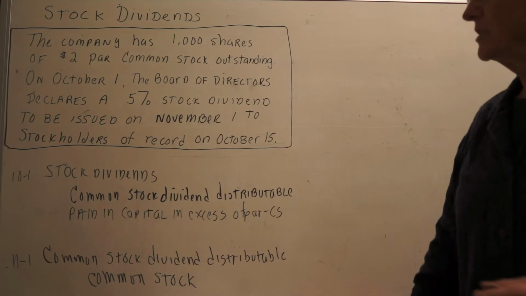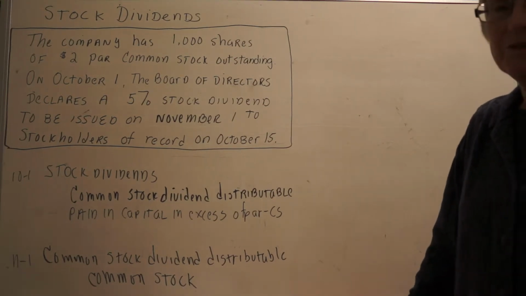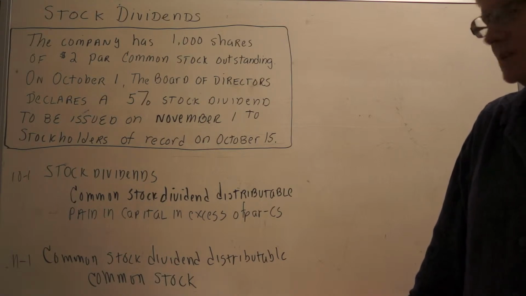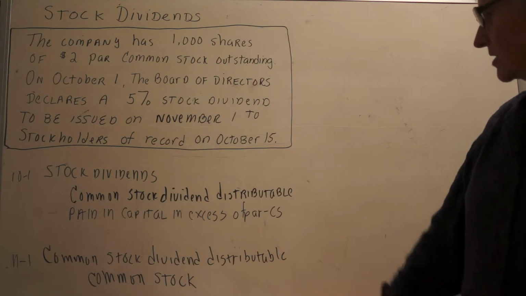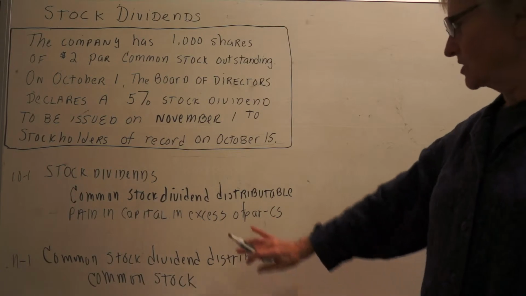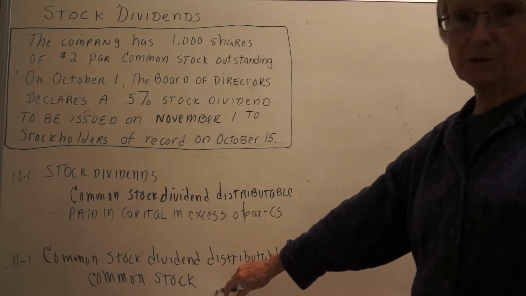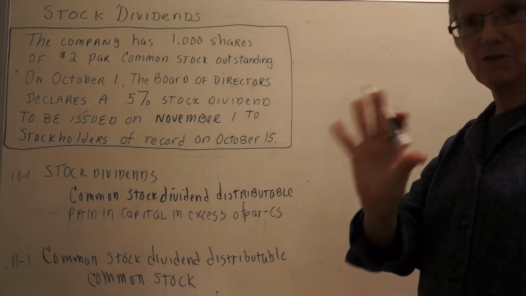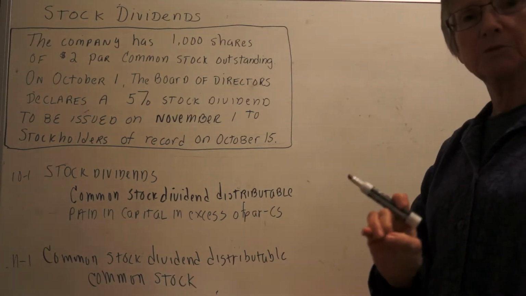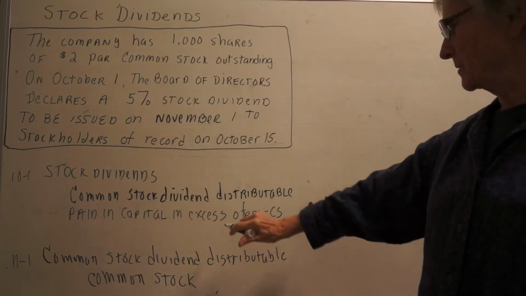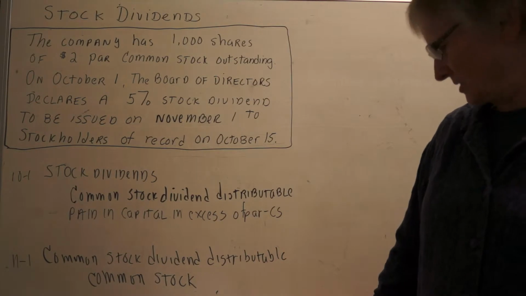So common stock dividend distributable is not a liability account. It's a stockholders' equity account. And when we get to the reporting, to the stockholders' equity section, this would be reported immediately after common stock because it's going to turn into common stock very soon. So you would have your paid-in capital, preferred stock, then common stock, and then if there were one, common stock dividend distributable. Not a liability, it's a stockholders' equity account.